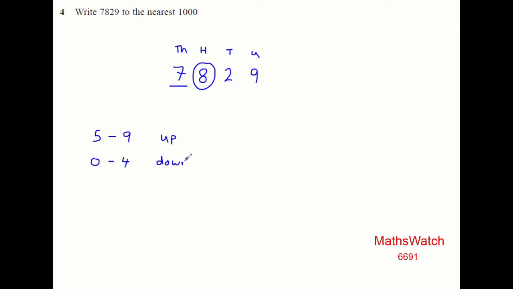I'm usually hesitant to use the word down because this 7 doesn't go down to a 6. The whole number goes down, but only to 7,000 if that is the case. In this one, we've got an 8 as our decider. 8 is between 5 and 9, which means we're going to round it up. So 7,829 will become 8,000.